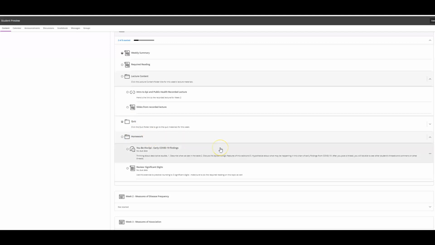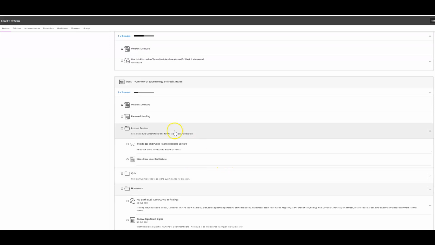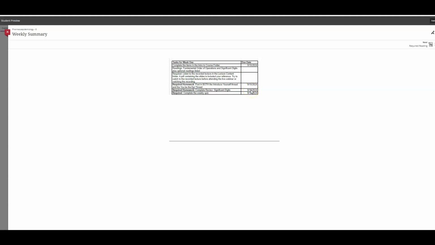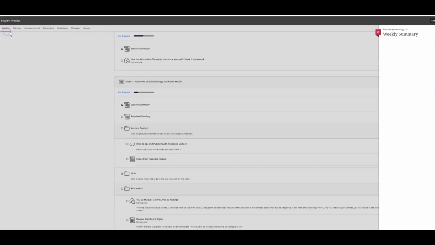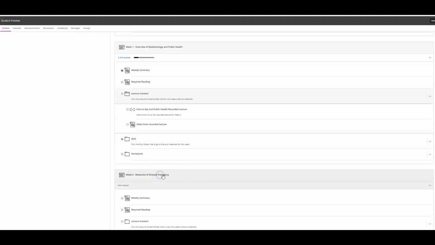Also within the folder for each week, there'll be any homework that's due. This week, there's both a discussion thread and a review of significant digits. Homework you can do unlimited times as well. And the due dates for those are really just, again, the end of the first half of the course. You'll see in the weekly summary, though, that there are suggested due dates for both the homework and the quiz just to keep on schedule. But I'm not going to count those late as long as they're in by the end of the first half of the semester before the midterm.